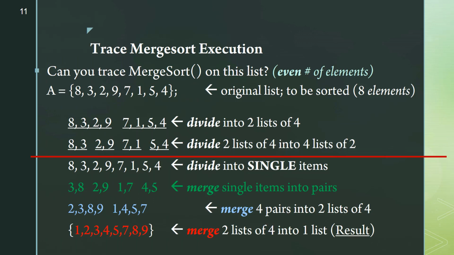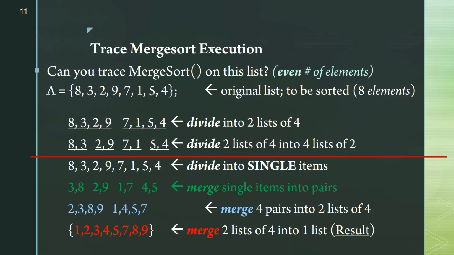Let's perform MergeSort on an unsorted list of 8 elements. So first we divide. We take 8, 3, 2, 9, 7, 1, 5, 4 and divide it into two lists of 4. Then divide two lists of 4 into 4 lists of 2. Finally, we divide into single elements. Now we can merge. 8 and 3 we merge such that it's 3 and 8. 2 and 9 we merge 2 and 9. 7 and 1, we merge 1 and 7. And 5 and 4, we merge to 4 and 5.